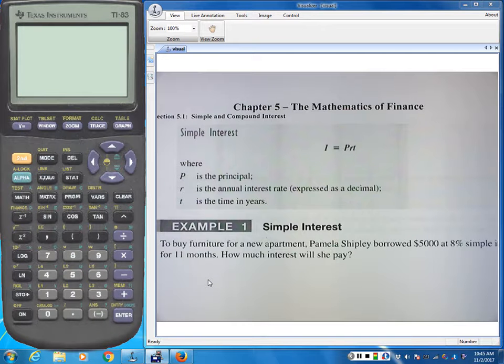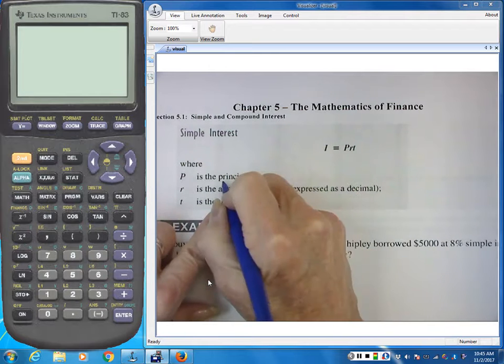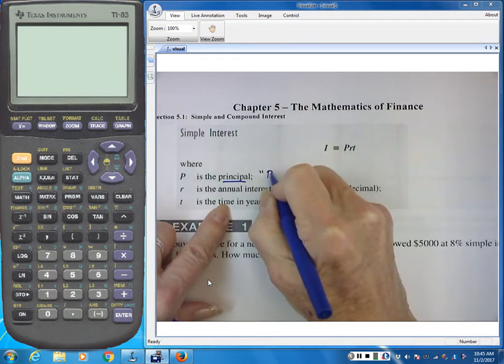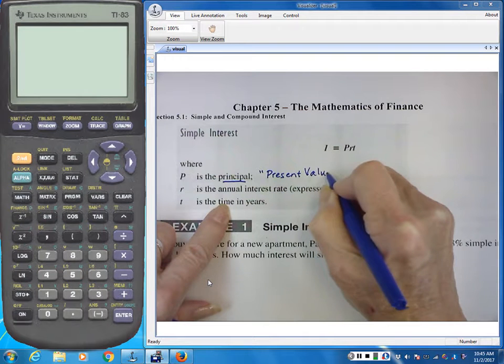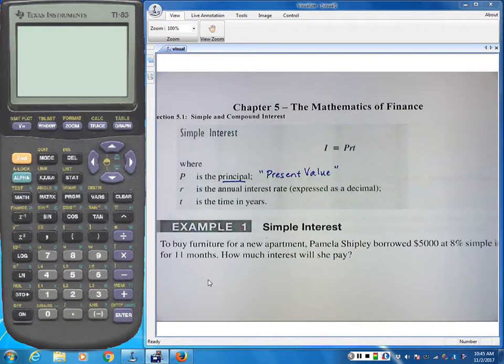So how do we calculate simple interest? Simple interest is based upon something called a principal. The principal is also referred to in this whole chapter as the present value. It's how much you deposited or how much you borrowed on day one. That's why it's called the present value. As of the day that you sign the loan papers or the day that you make the deposit into the account, that is your present value of the amount in your account.